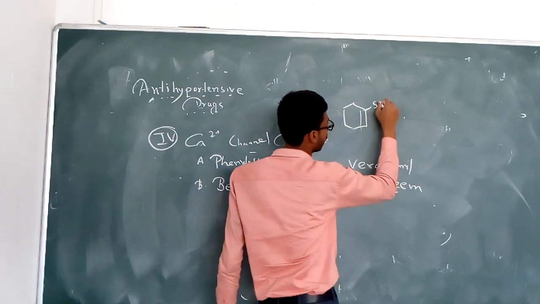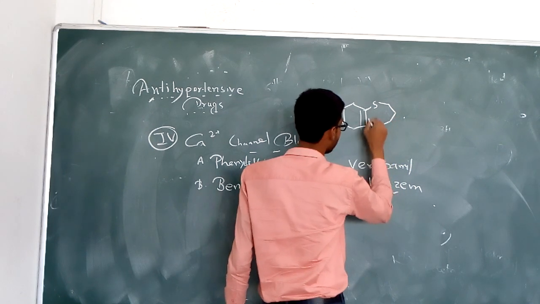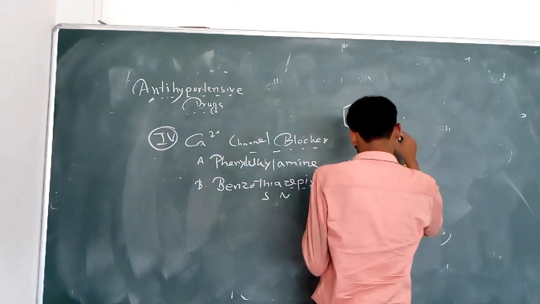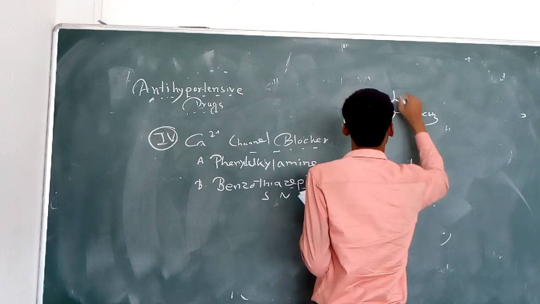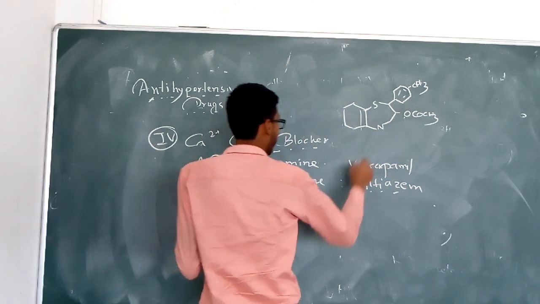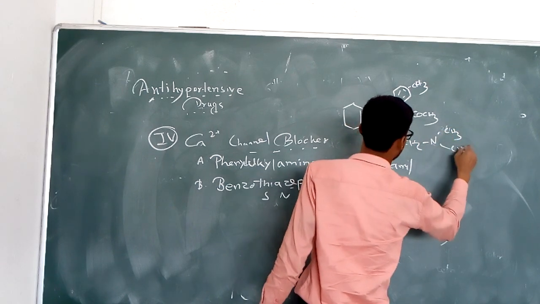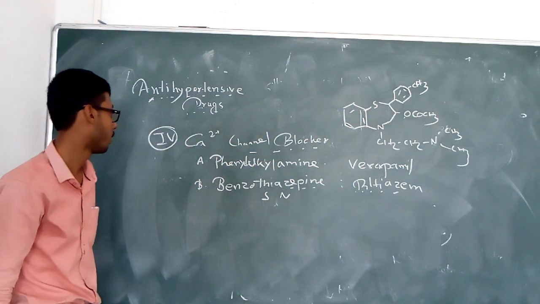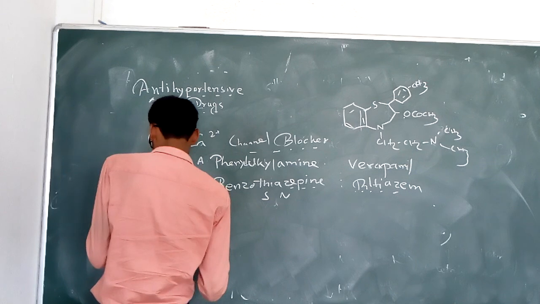So 1, 2, 3, 4, 5, 6 and another one is the 7. So that is the thiazepine, benzothiazepine, and it has OCOCH3. It contains a toluene ring, benzene CH3 and NCH2CH2 tertiary amine. So this is the structure of diltiazem, which contains the benzothiazepine ring. And another calcium channel blocker is the dihydropyridine.